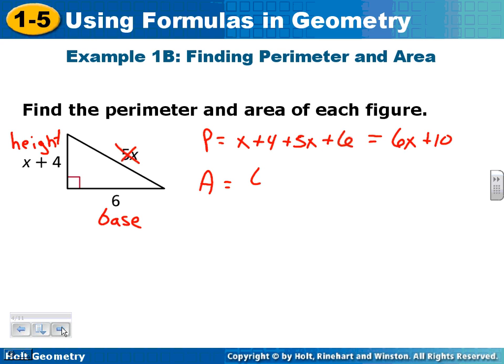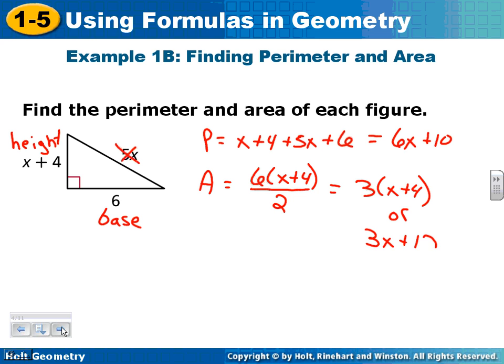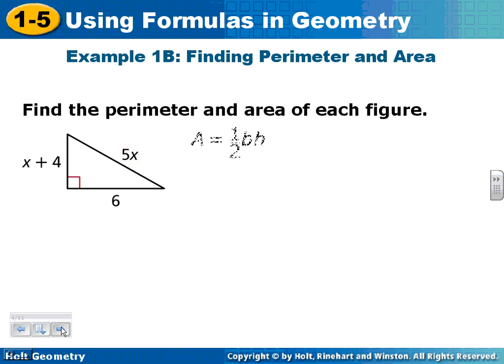So base times height divided by 2. Base times height divided by 2, and that can be simplified using algebra into 3x plus 4. And I guess if you wanted to do distributive property, it would be 3x plus 12, but that's not necessary. Let's look at the next one.